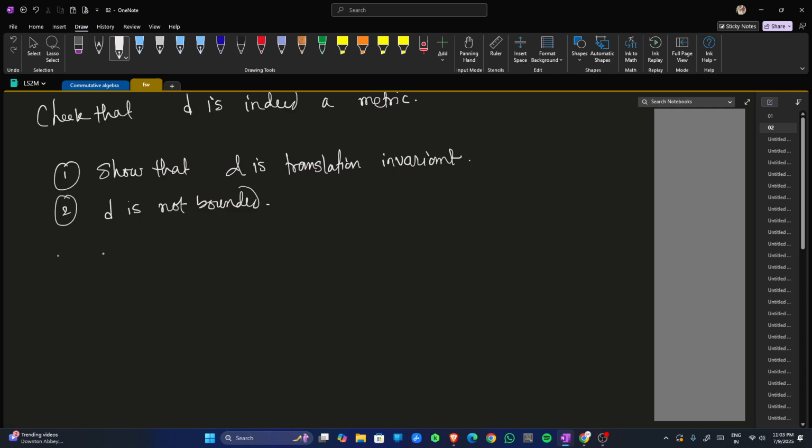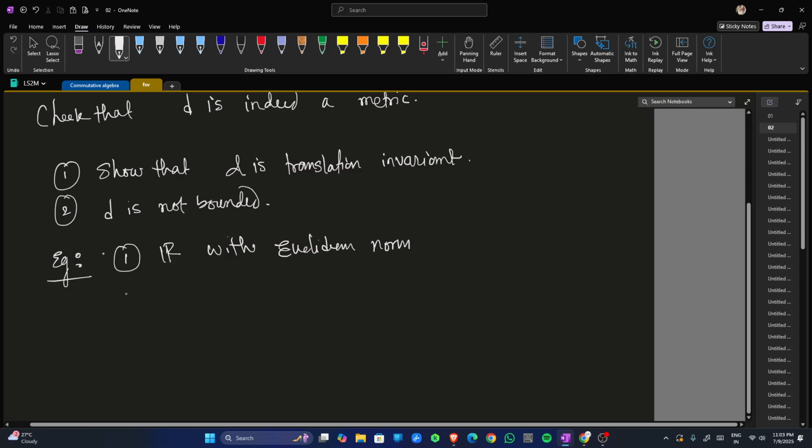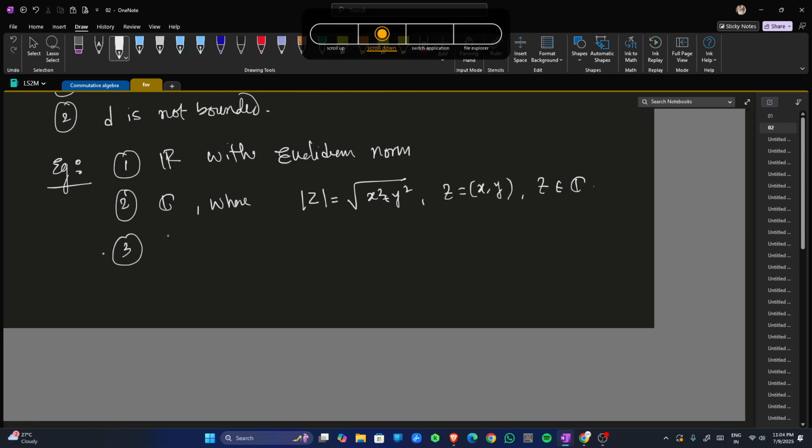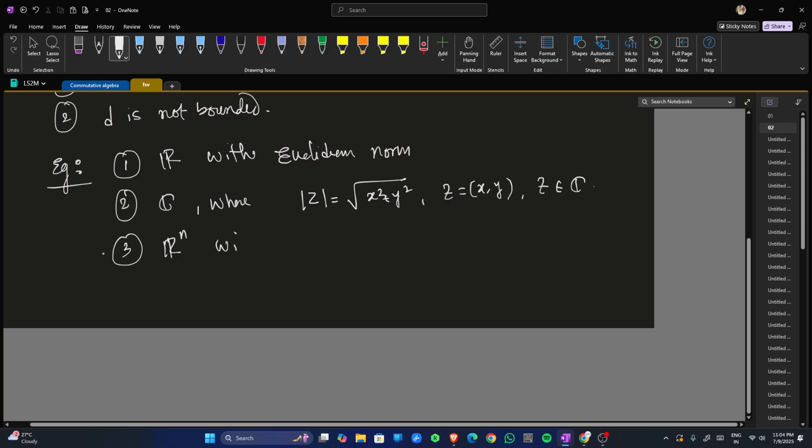Okay, example: our familiar example one, R with the Euclidean metric, Euclidean norm, the absolute value. Two, C, where the norm of z is defined as the root of x squared plus y squared, where z equals x plus iy, z belonging to C. Three, R^n with, okay, so there are lots of norms on R^n.